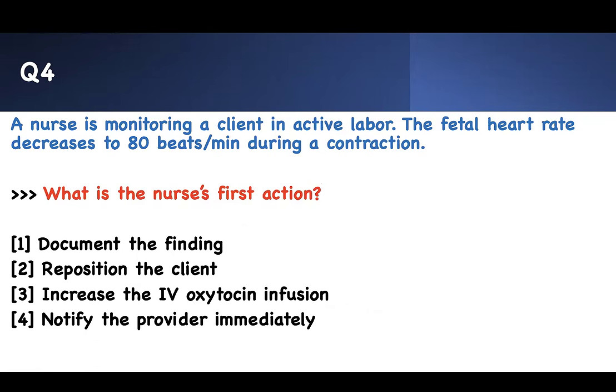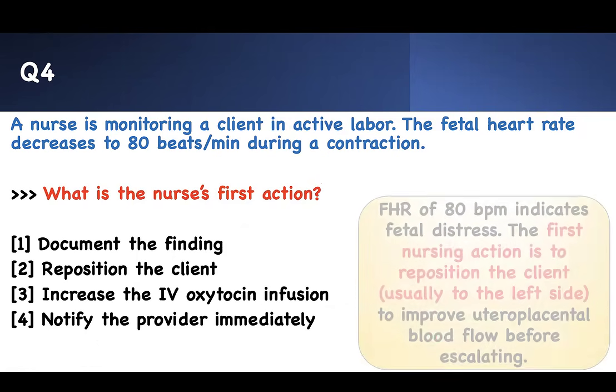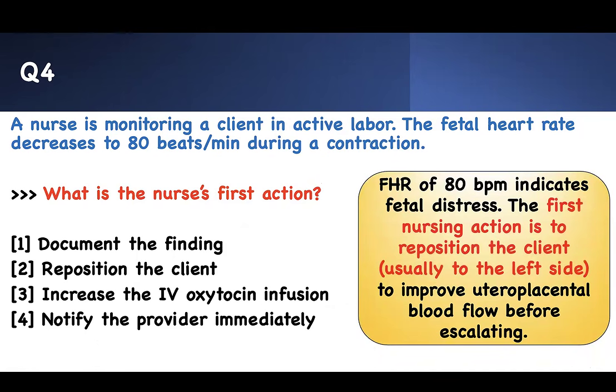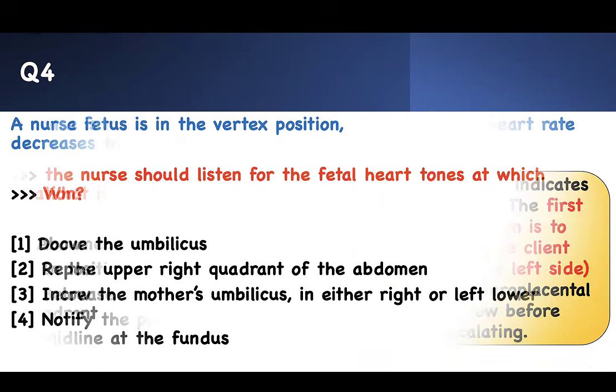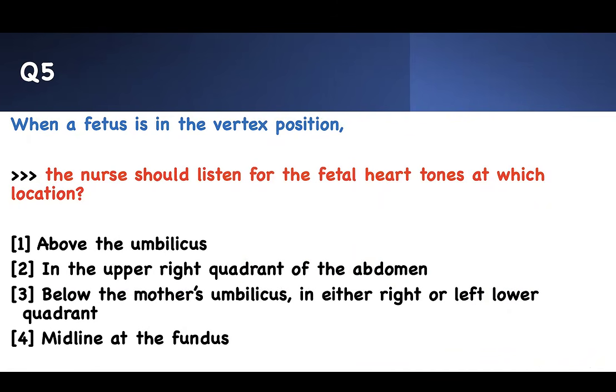This baby is not doing well. The best thing is to ensure blood flow, whether knee to chest or left lateral position, do it. But the most important is mostly placenta deficiency. Therefore, what is the problem? We need to place mommy in the left lateral position. This will allow blood flow and the baby will do fine. So the first action is changing position, mostly to the left side. That's the right answer.